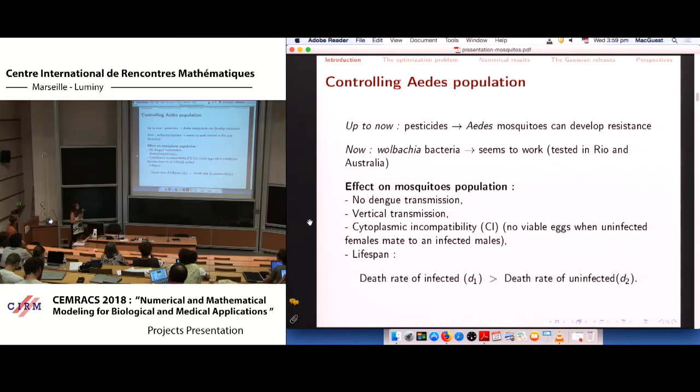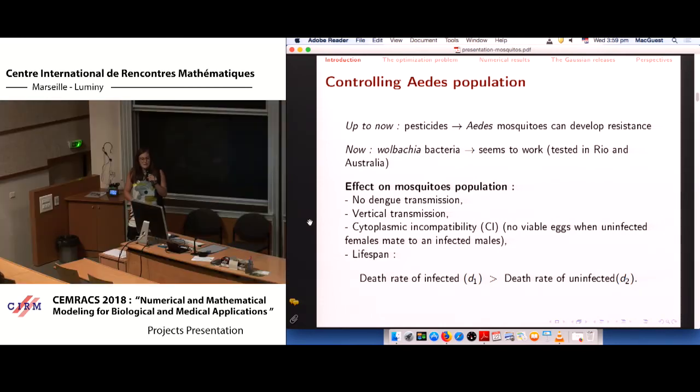First, there is a vertical transmission of the bacteria. This means that if a mother has the bacteria, all her offspring will have the bacteria. There is also a cytoplasmic incompatibility, so there will be no viable eggs when uninfected females mate with infected males. And the bacteria reduce lifespan, so the death rate of the infected mosquito population will be greater than the death rate of the uninfected mosquito population.